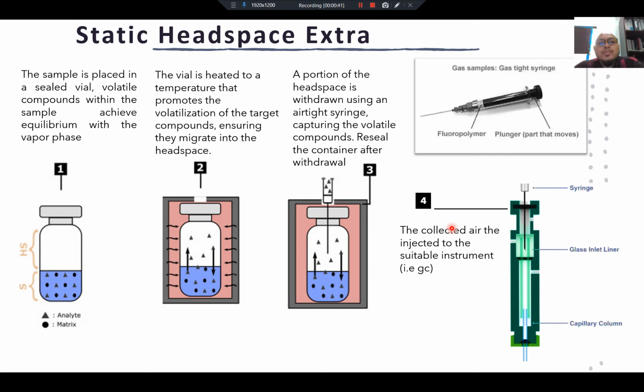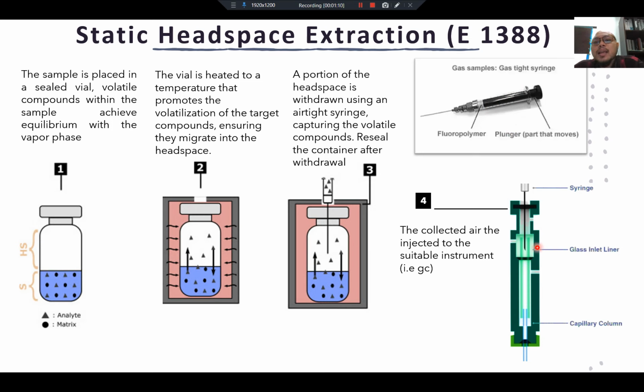Okay, so here is how you do it: you put your analytes and sample matrix over here, and then you will heat them. Your analyte of interest will go to the headspace area. Then you take a portion of this headspace using a gas tight syringe, and then you can inject it into the instrumentation.